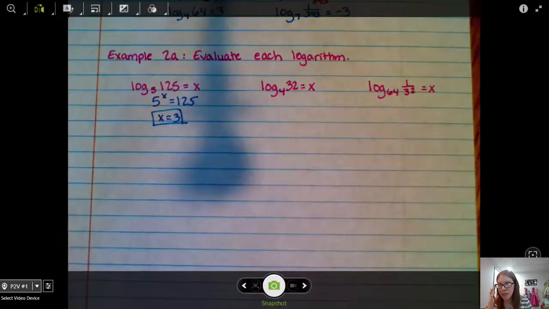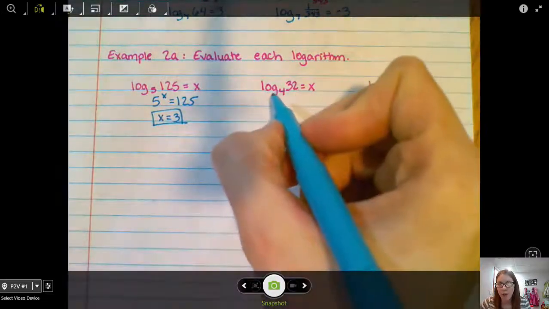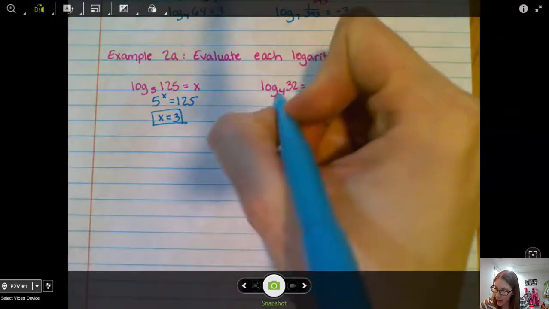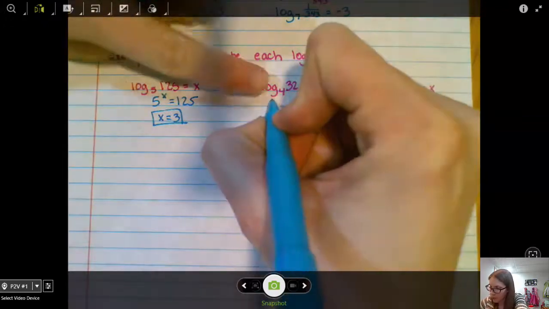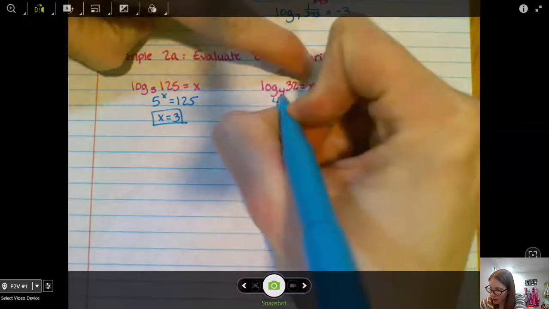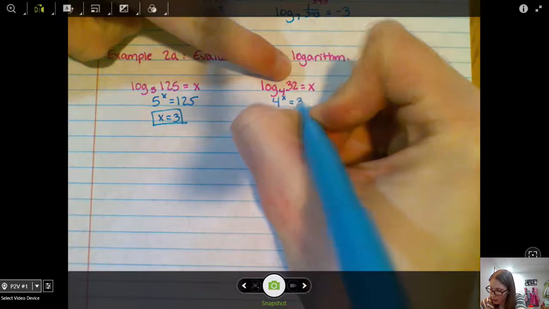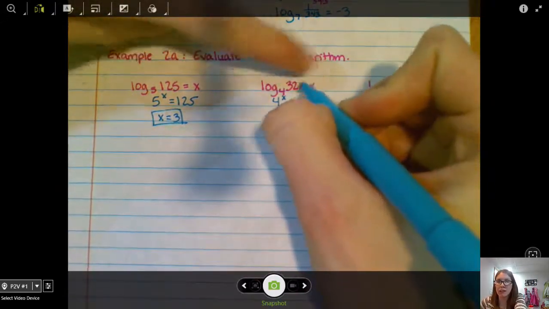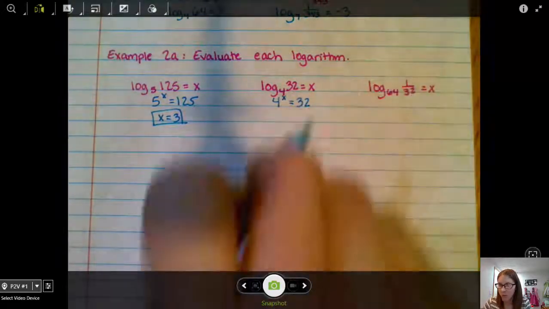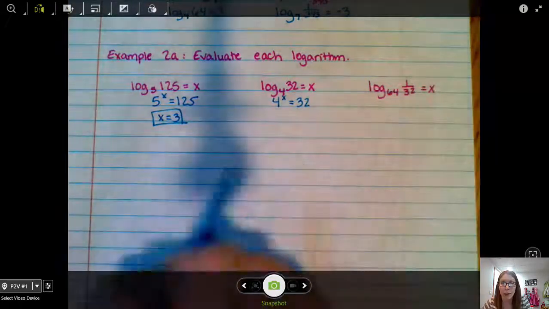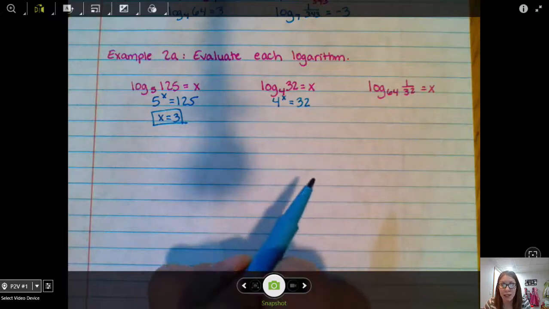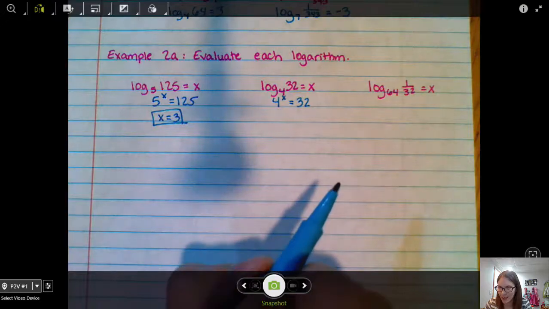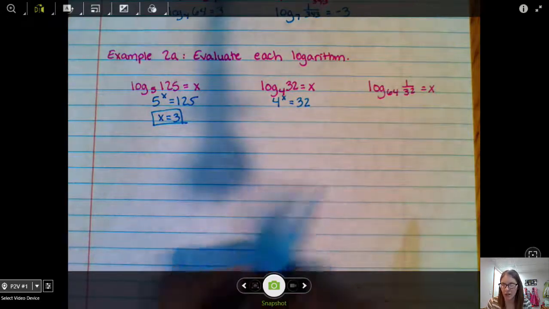The next problem is a little more complicated. So I have log base 4 of 32 equals x, which in exponential form means 4 to the x power equals 32. Again, I'm starting with my base, jumping across the equal sign and jumping back. Well, if you look at your power table, 4 to the second power is 16, 4 to the third power is 64. So somewhere between 2 and 3, what can we do here?